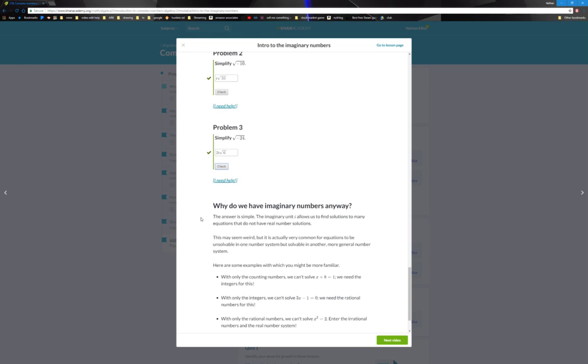Why do we have imaginary numbers? Anyways, the answer is simple. The imaginary unit, i, allows us to find solutions to many equations that do not have real number solutions. This may seem weird, but it's actually very common for equations to be unsolvable in one number system, but solvable in another. Okay, more general number systems.